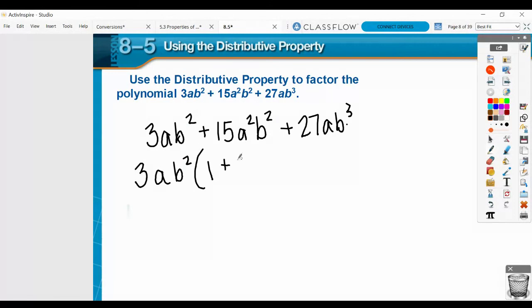15 divided by 3 would be 5. A squared minus a would be a. B squared minus b squared would be 0. 27 divided by 3 would be 9. A minus a would be 0. 3 b's minus 2 b's would be 1 b.